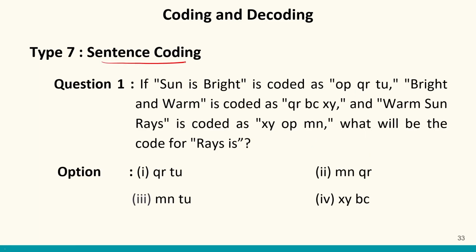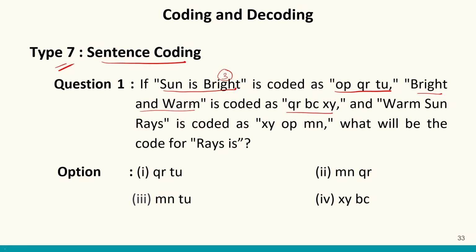Then we have sentence coding. Okay, this is type number 7. In sentence coding, each sentence is coded as a pair of alphabets. But we have to check whether they are in order or not. So let us look at this. Sun is bright is coded as OPQRTU. And bright and warm is coded as QRBCXY. So bright is number 3 over here. That means TU should be the coding for bright. Let us check if that is true.